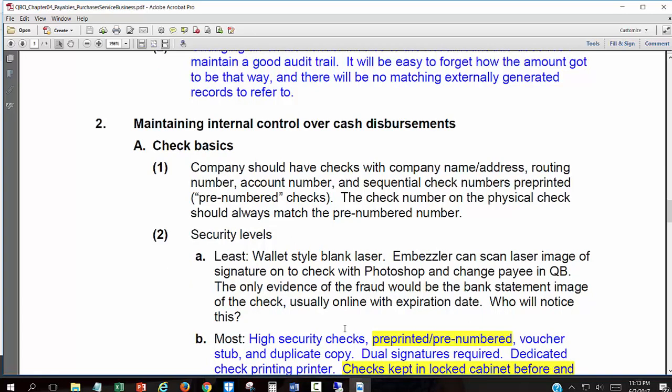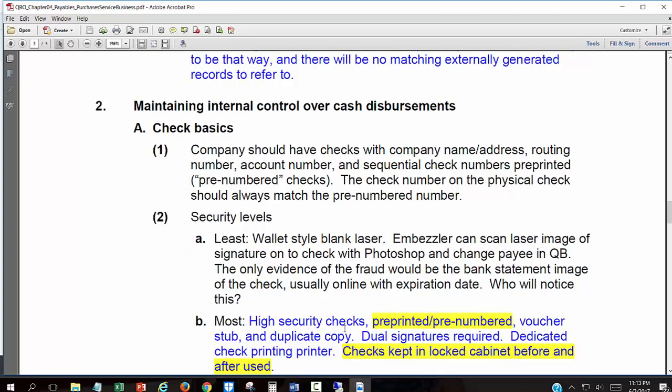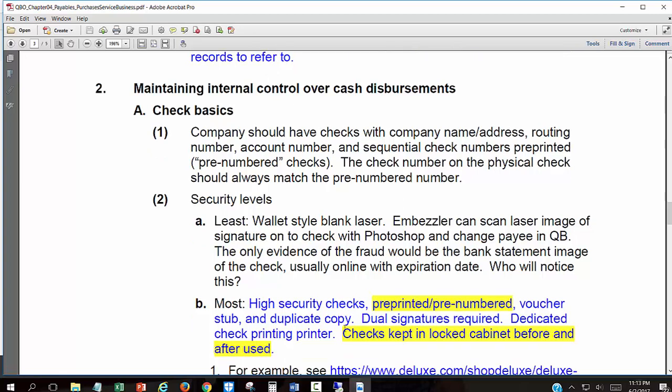Now the highest security level comes with high security checks. Those are pre-printed, pre-numbered. They have a voucher stub, they have a duplicate copy, dual signatures are required, and you keep a dedicated check printing printer that is kept in a locked cabinet or has password protection or physical access controls on it. And your checks are also kept separately from, or not available for, any employee to grab.